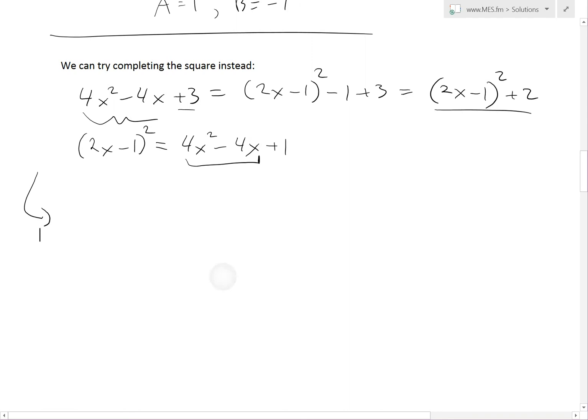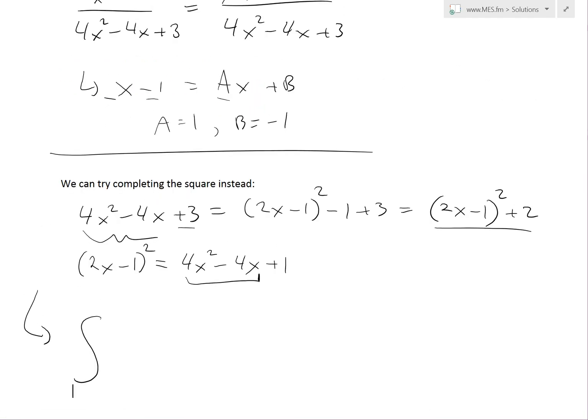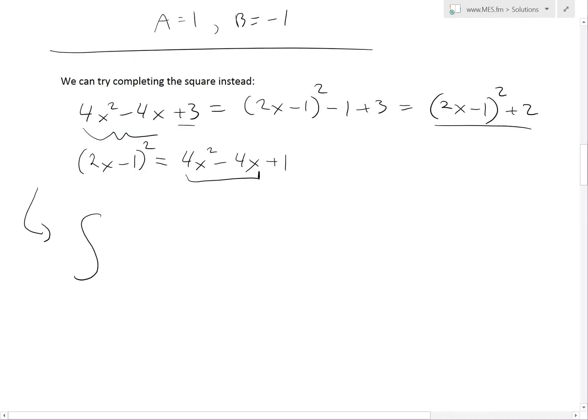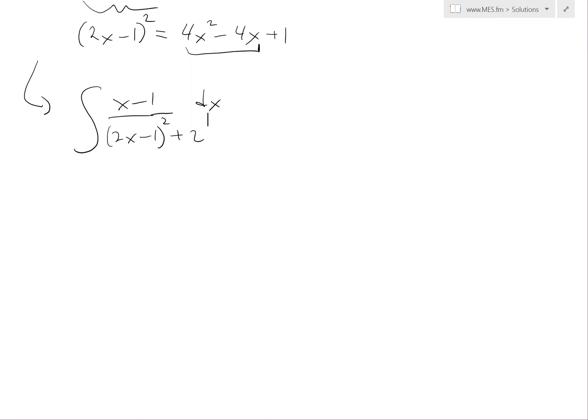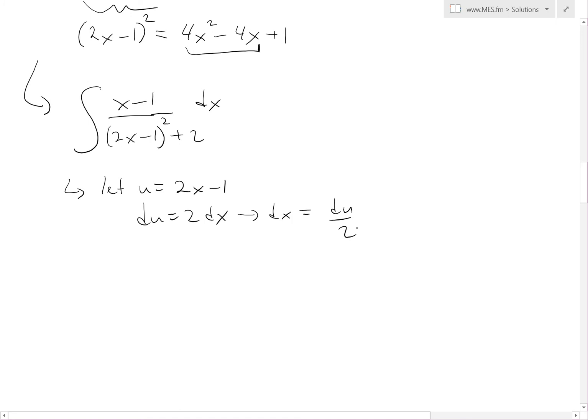So now let's get back to our integral right here. We had x minus 1 over 2x minus 1 squared plus 2, dx. So now we've written it like this. This suggests that we could use a substitution. If we let u equal 2x minus 1, then du equals 2, the derivative of this, times dx. So our dx right here is equal to du over 2.